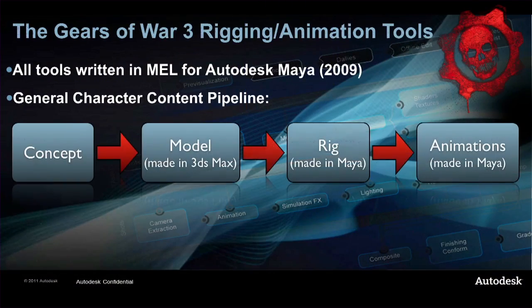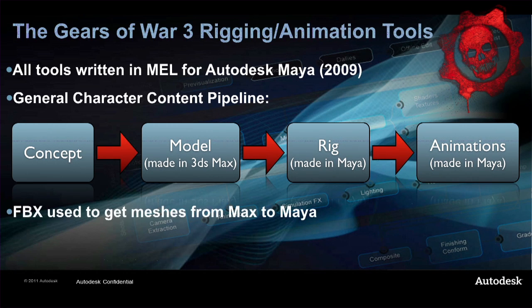Anyway, the general character content pipeline was: modelers get the concept, they model it in 3ds Max. We use FBX to bring the model from Max into Maya where the joints are placed, skin weights are done, the rig is made, and then I send it to the animation team who also animate in Maya. So for us, it's a little bit unique, I think, because our two departments are a little bit split between packages, but FBX does allow us to work and get our jobs done.